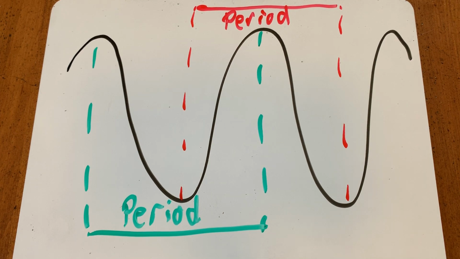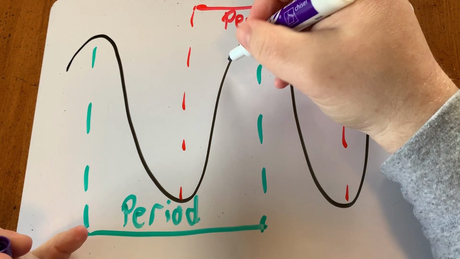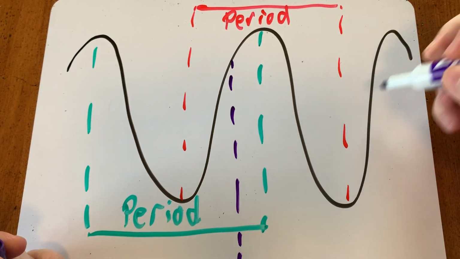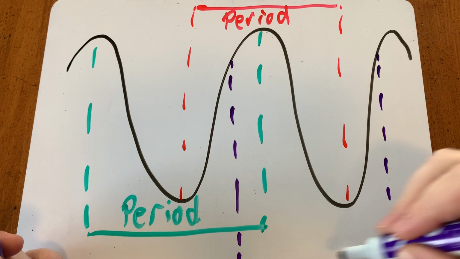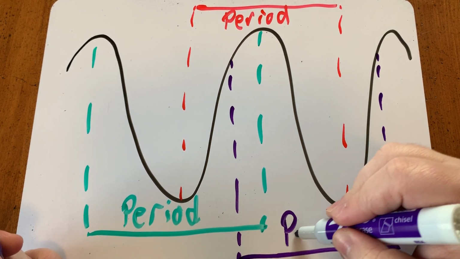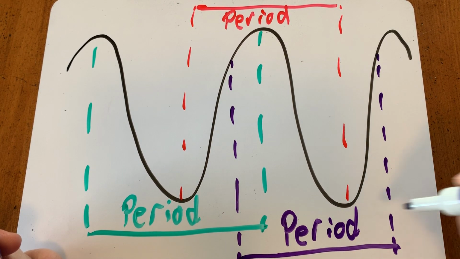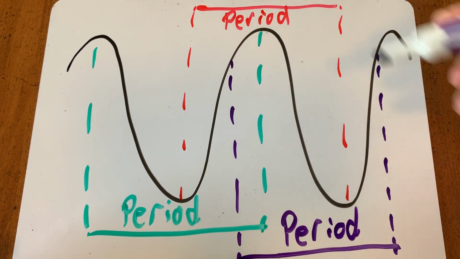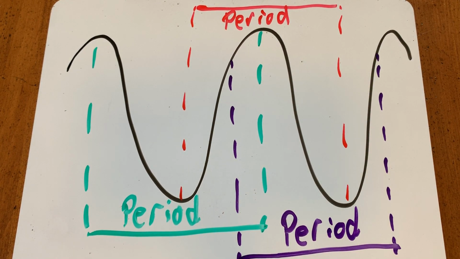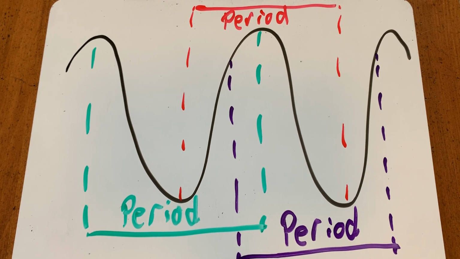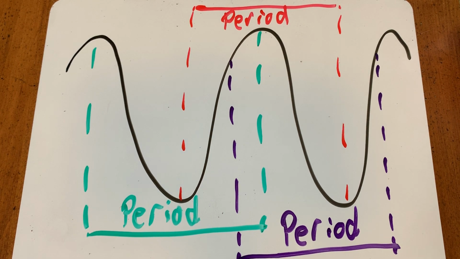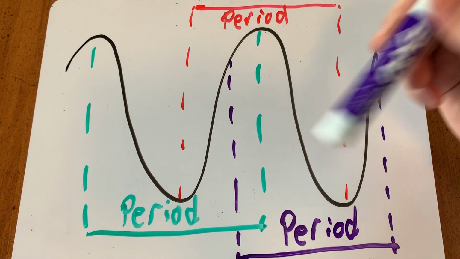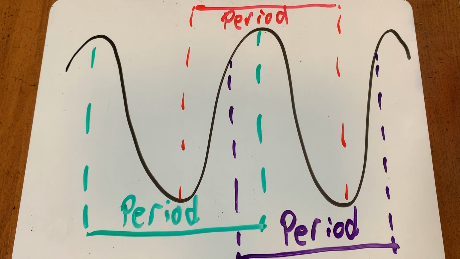Or it could be from a completely arbitrary point to where it's at the same height after a full cycle through again. These are all periods of that function. A period is 1 full cycle through the sinusoid. And they're all going to be the same distance. For any sinusoid, that period is going to be the same length every time.